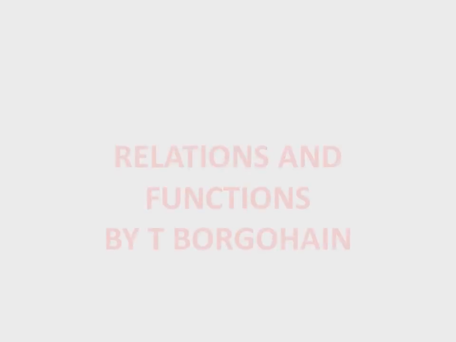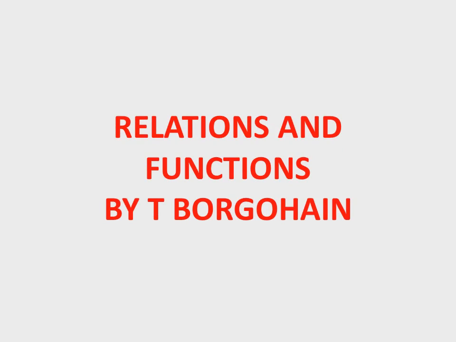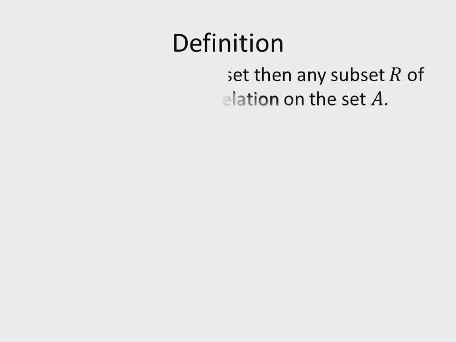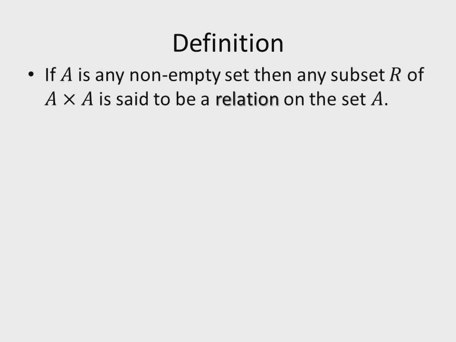Dear students, in this video we discuss different types of relations defined on a set. First of all, the definition. You got a definition in your first day classes. What is a relation on a set? A relation, denoted by R, on a set A is a subset of the Cartesian product of the set A, that is A cross A.